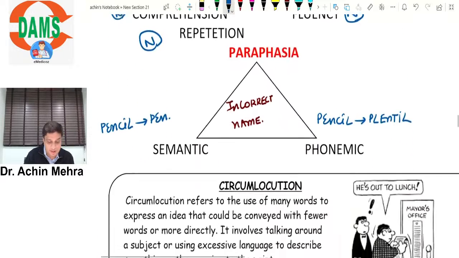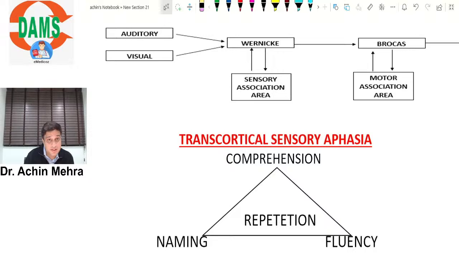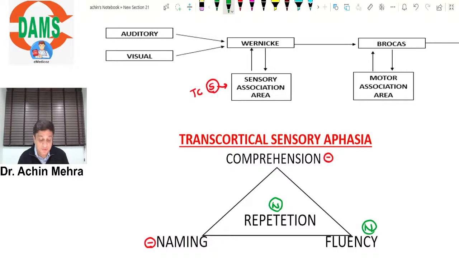Now finally we have another aphasia, known as transcortical aphasia. The first one is the transcortical sensory aphasia, in which the damage lies somewhere over here in the sensory speech association area. That is required for comprehension. That's required for naming. That may not be required for fluency and repetition. So look at this now. In my patient this time, repetition is intact, fluency remains perfectly normal, while comprehension and naming are gone. So it behaves like a Wernicke's aphasia, but with an intact repetition.